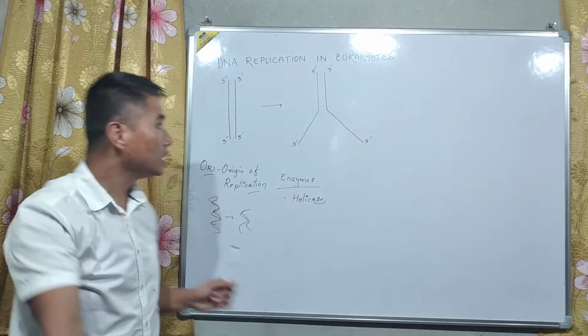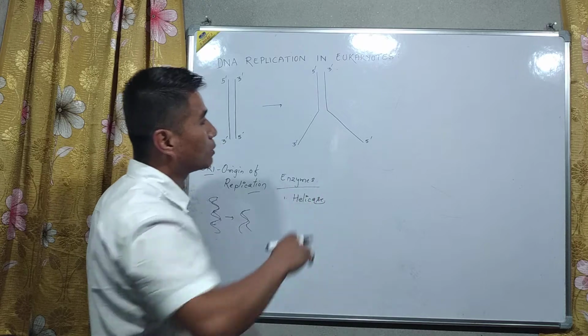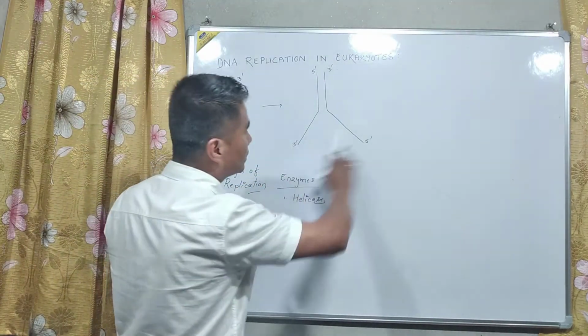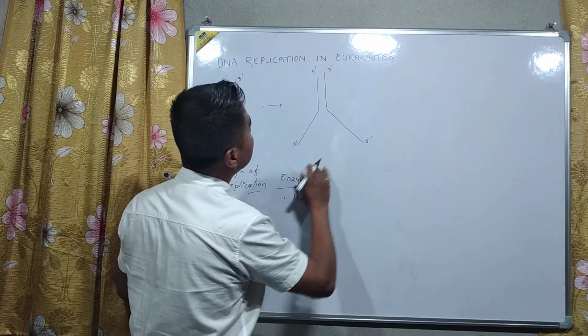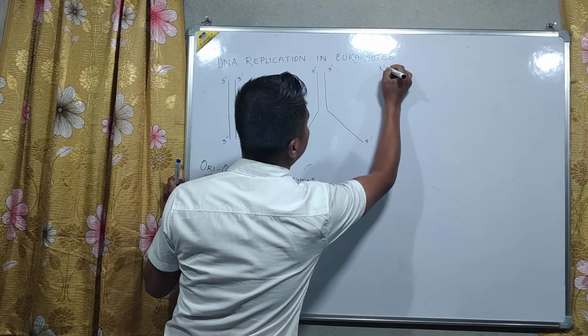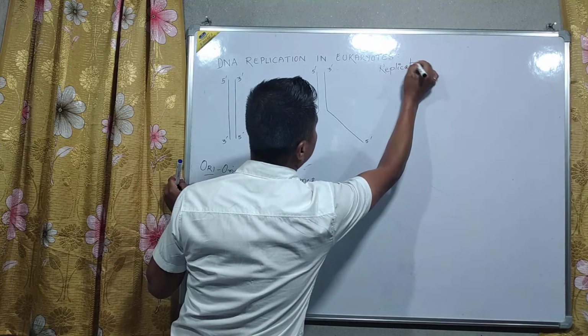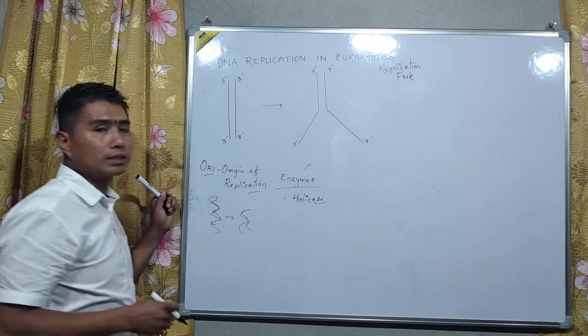Helicase. Now the two strands of the DNA are opened up, and then a structure in the form of a Y is formed. This structure is known as the replication fork. Wait, let me write here: replication fork. This structure is known as replication fork.